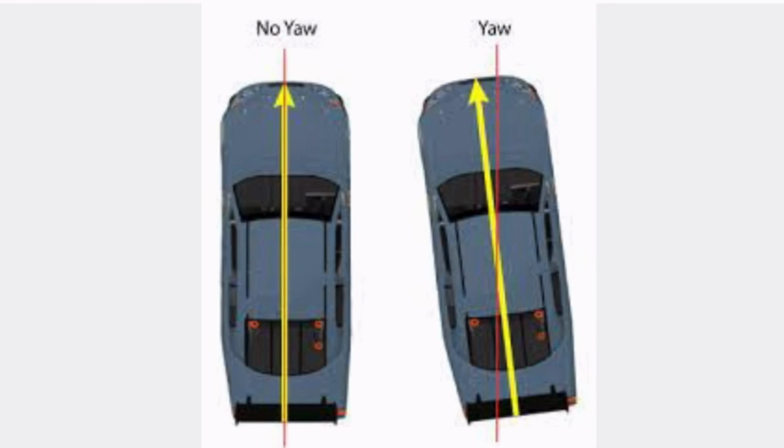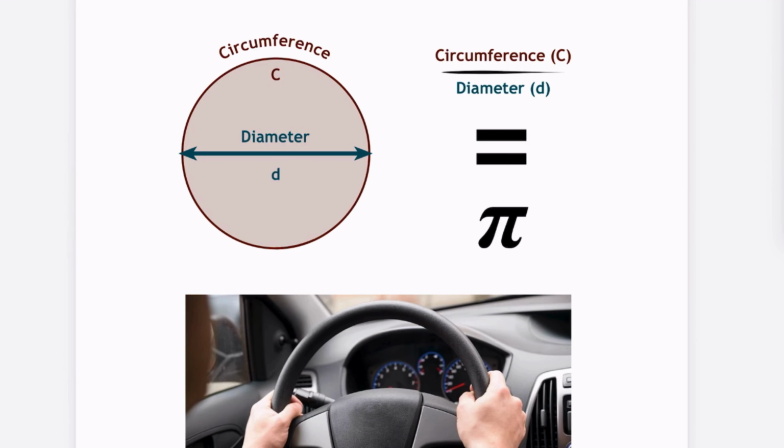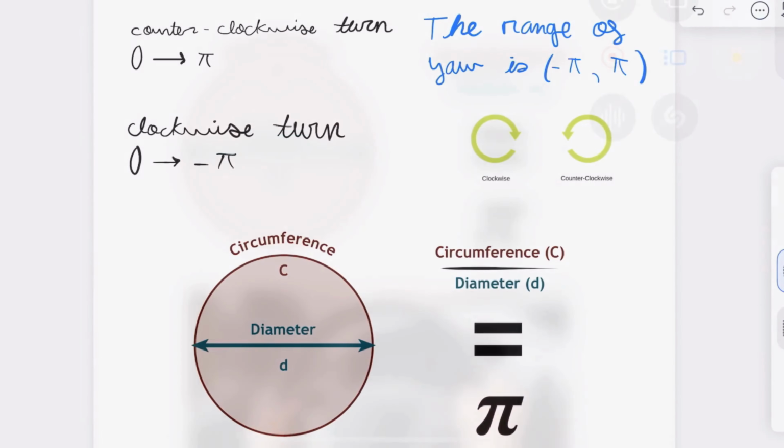So let's expound on that analogy a little bit. Why is the value range of yaw negative pi to pi radians? Pi comes up a lot in math when we deal with circles, and it's essentially just the ratio of a circle's circumference to its diameter. And steering wheels are circles, so if we think about yaw in terms of the steering wheel or car analogy, then we can see that it makes sense for the range to be negative pi to pi. A counterclockwise turn will be represented by 0 to pi, and a clockwise turn will be represented by 0 to negative pi.